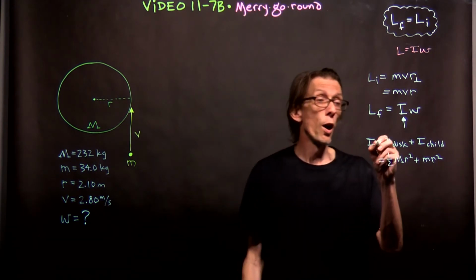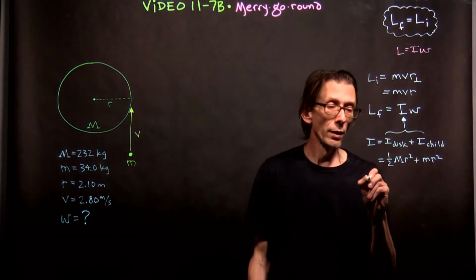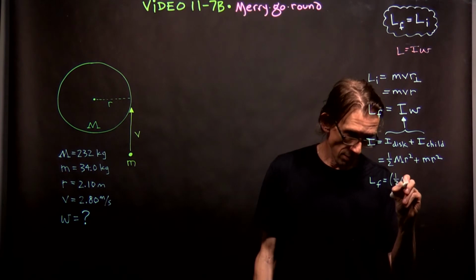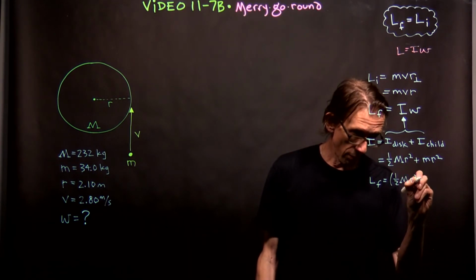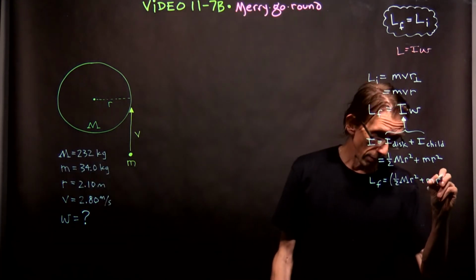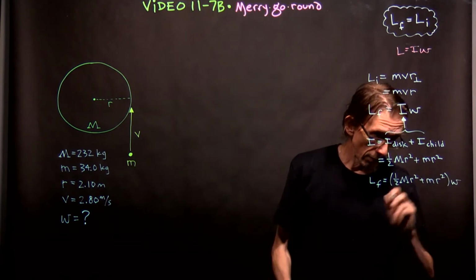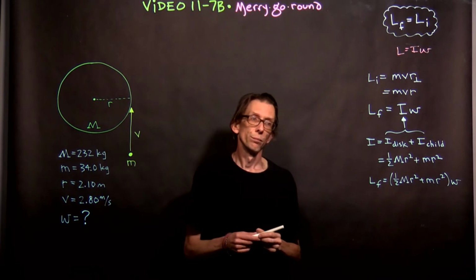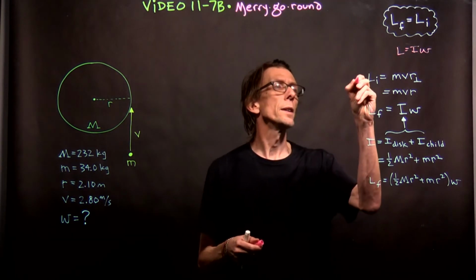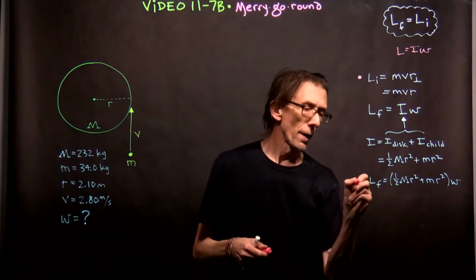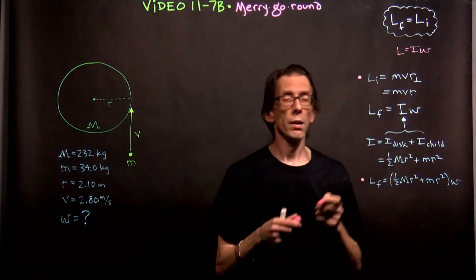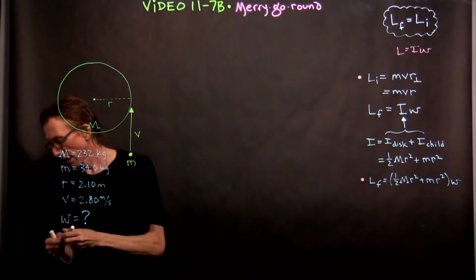Okay, so now we can substitute all this in, and we can write LF is going to be 1/2 MR squared plus little m r squared, where little m is the mass of the kid, 34 kilograms, times omega. We just had to work on the moment of inertia a little bit, that's all. So we have Li here, we have final angular momentum there, and our conservation principle tells us, aha, they're equal. Boom.